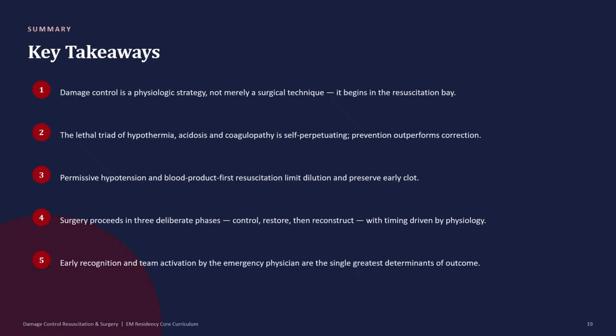Key takeaways in today's lecture. Damage control is a physiological strategy, not merely a surgical technique. It begins in the resuscitation bay. The lethal triad of hypothermia, acidosis, coagulopathy is a self-perpetuating cycle. Prevention outperforms correction. Permissive hypotension and blood-product-first resuscitation limit dilution and preserve early clot. Surgery proceeds in 3 deliberate phases: control, restore, and then reconstruct, with timing driven by physiology. Early recognition and team activation by the emergency physician are the single greatest determinants of outcome.